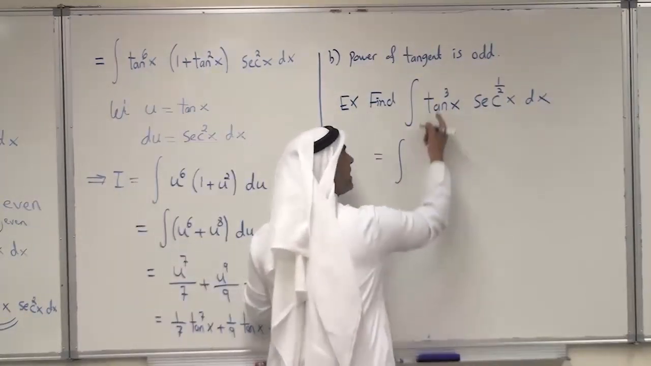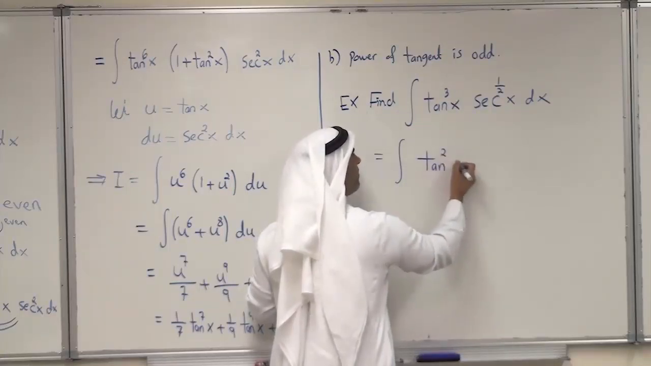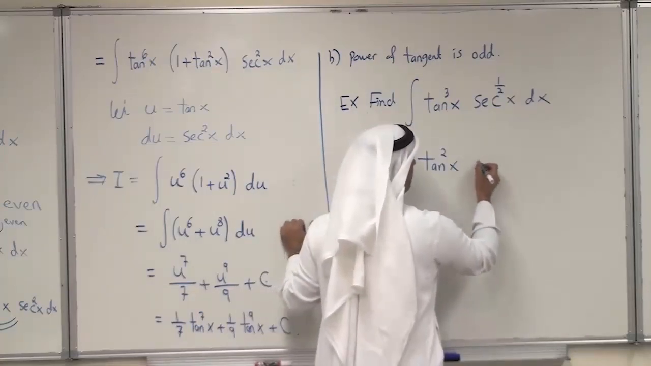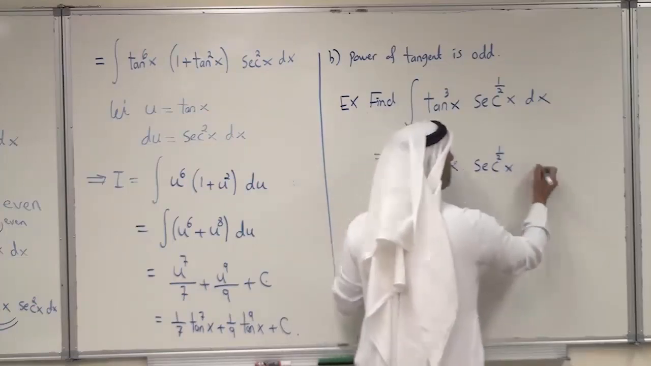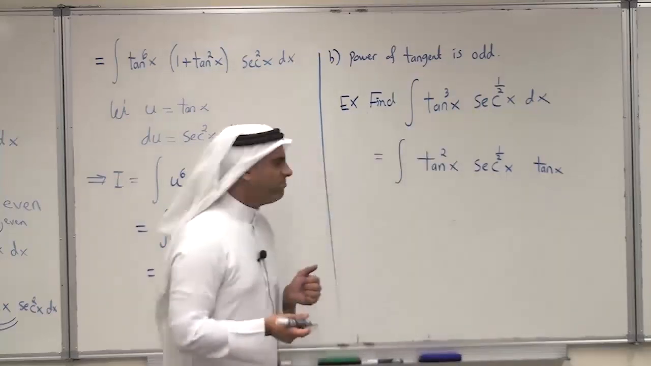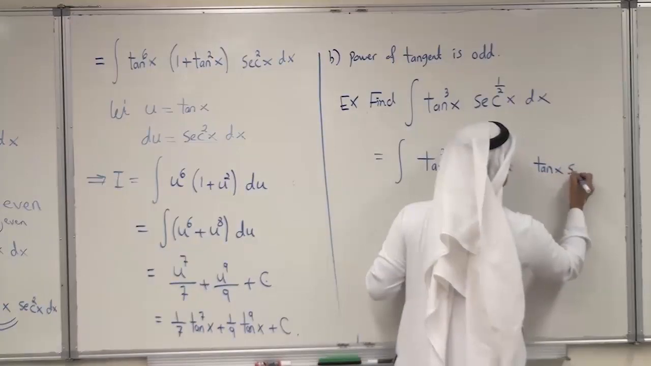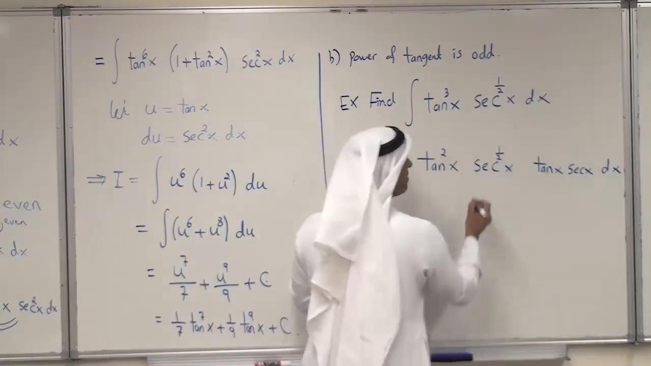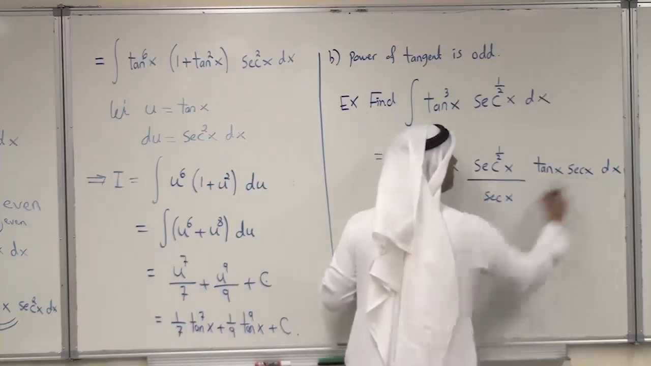If I separate one tangent, that is easy. I can write this one as tangent squared of x. I can save one tangent to the end. I have here secant to the power 1/2 of x. I need to separate tangent of x, but I need also secant of x. Do we have secant of x here? Yes. You can always multiply by secant of x dx, but you need also to divide by what? Secant of x, so that they cancel each other, right?